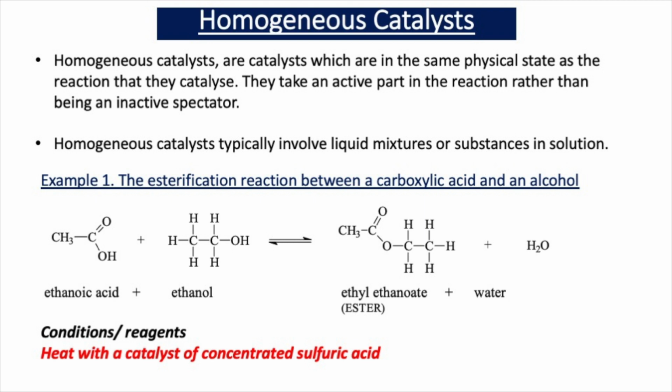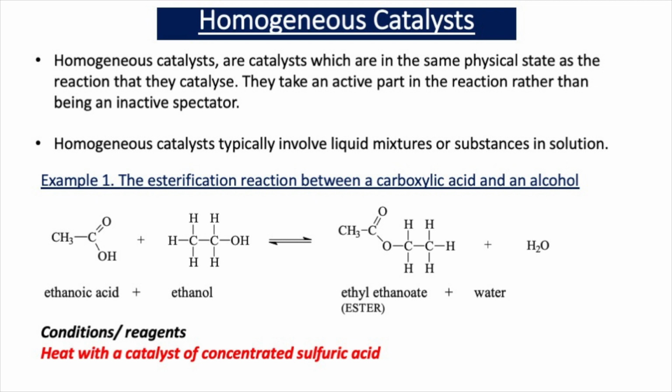An example of a homogeneous catalyst is concentrated sulfuric acid in the esterification reaction between a carboxylic acid and an alcohol. So if we have a carboxylic acid such as ethanoic acid reacting with the alcohol ethanol, we form the ester ethyl ethanoate and water.